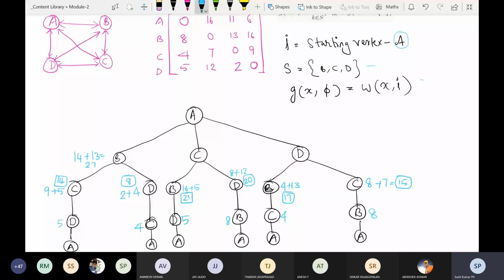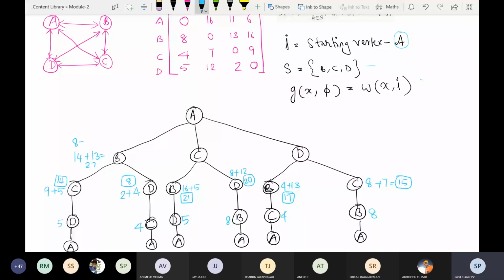And we have one more path. One more path is BDCA. What is the cost of that path? Already we have 8 here. And what is the cost of BD? BD is 16. So this cost is equal to 24.